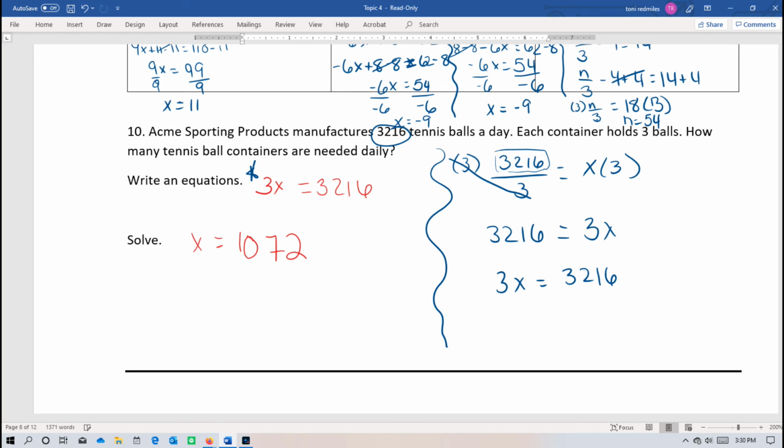Okay? So if you're having trouble getting to this equation, write out your common sense of what you would do to solve it, and then use opposite operation to get it into an equation. A proper equation always equals the total. All right? The total amount produced each day is 3,216. Our equation should equal that. And then we can do opposite operation. Divide both sides by 3, and you'll get 1,072.